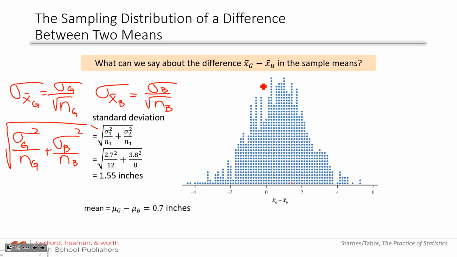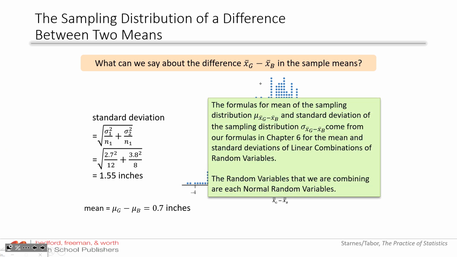So those are the variances, and then I can add the two variances and take the square root. So that's where this formula right here comes from, right? It's not magic. It comes from the original formula for the standard deviation of a sampling distribution for means, and then I take each of those values, square them, add them together, and take the square root. So the standard deviation of this new sampling distribution for the difference in the two means is this value here, this 1.55 inches. And again, this green box is just a reminder that these formulas aren't magic. They all come from what we know about combining random variables.